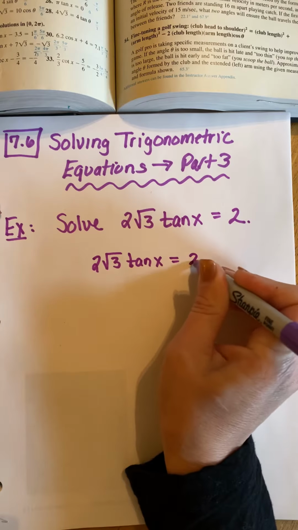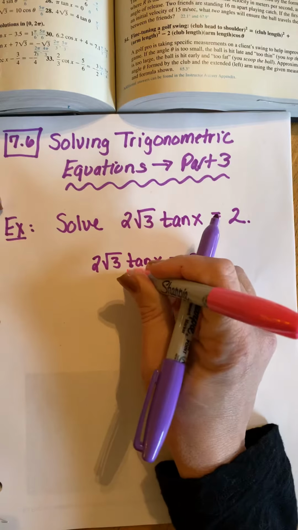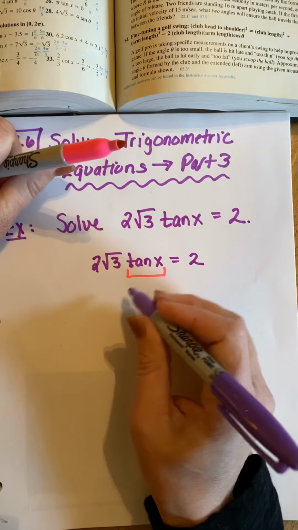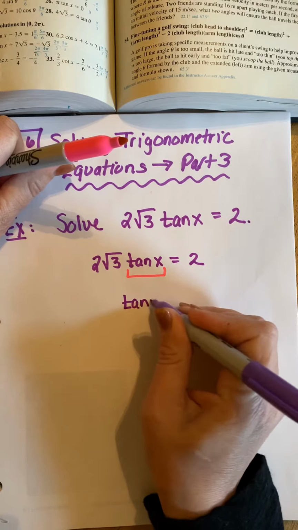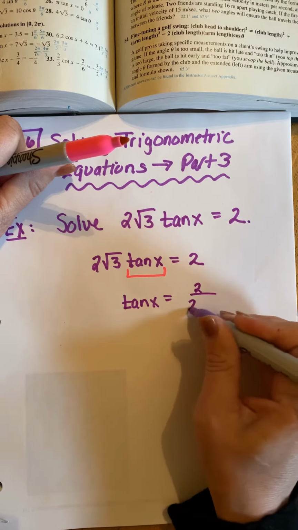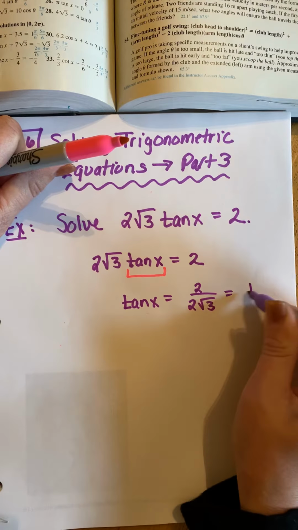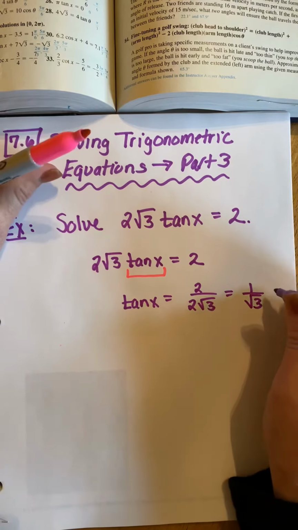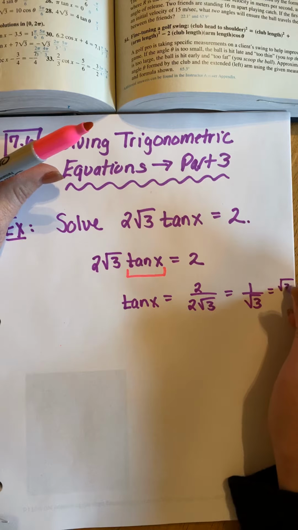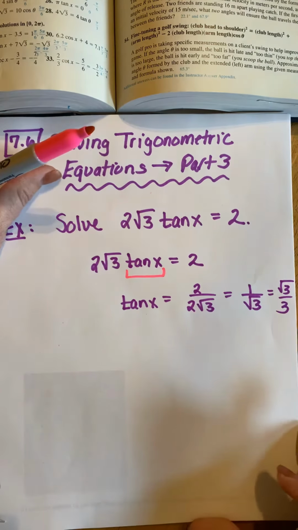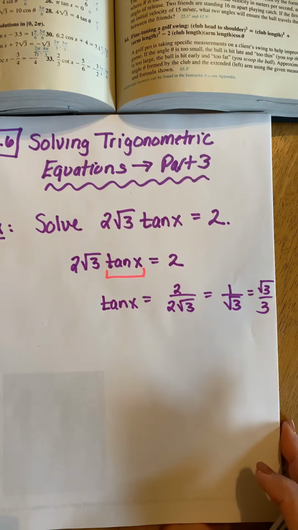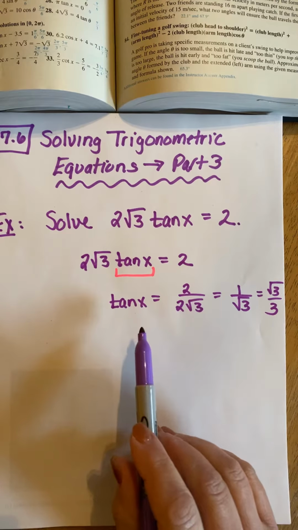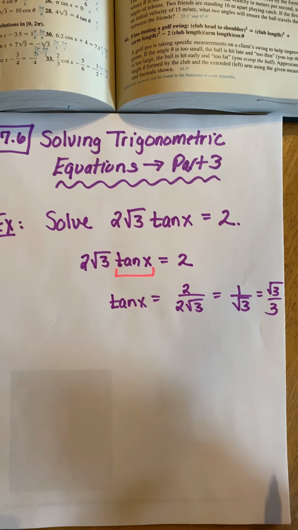So this is our equation. Let's get the tangent by itself, which is simple to do here. We can divide out the 2 square root of 3. So we get the tangent of x is equal to 2 over 2 square root of 3, which is just 1 over the square root of 3. So we can look at that as 1 over square root of 3, or we can rationalize the denominator, remembering that this is equivalent to the square root of 3 over 3, whichever you're more comfortable with. And remembering the values of the function of the angle whose tangent is square root of 3 over 3.